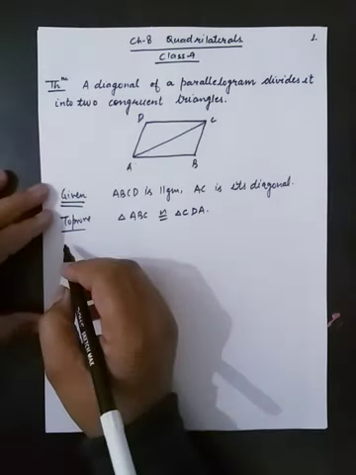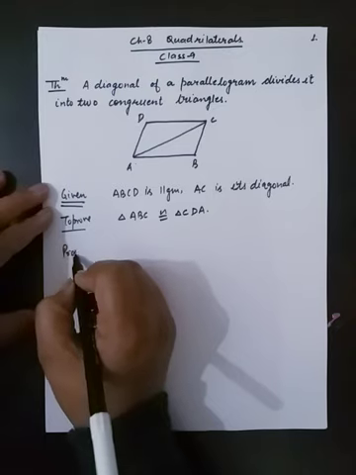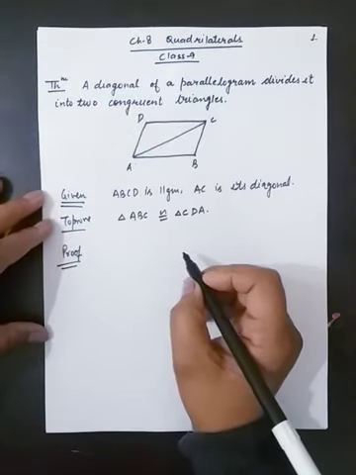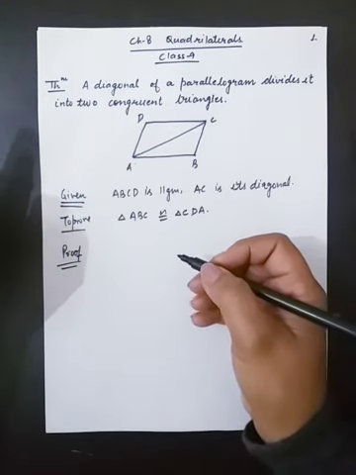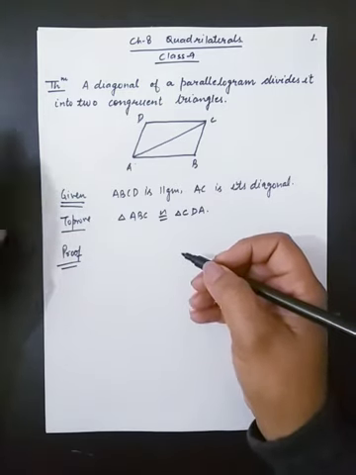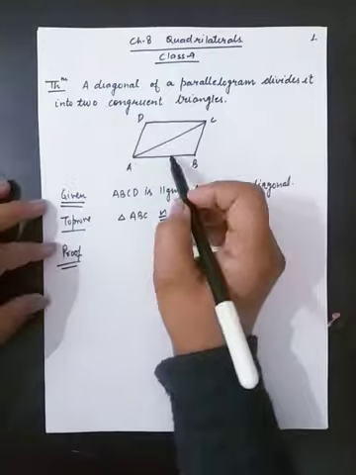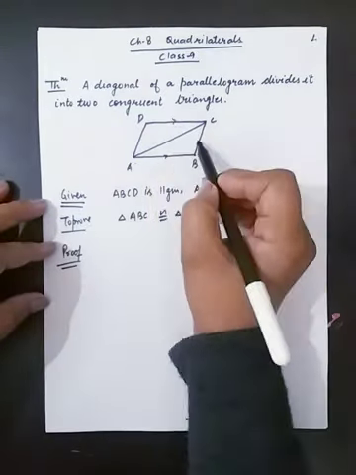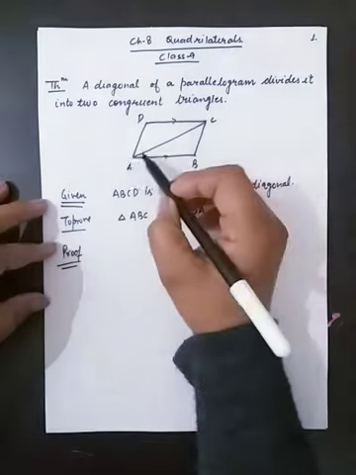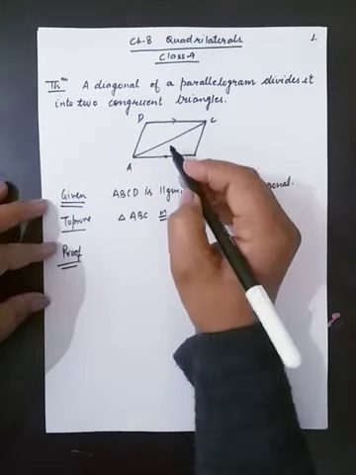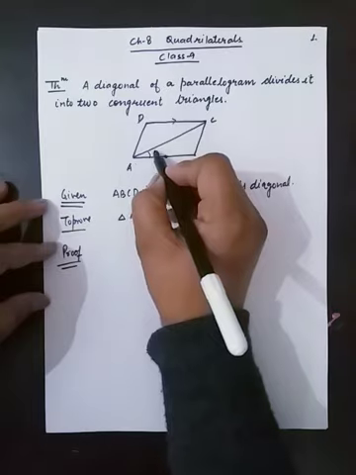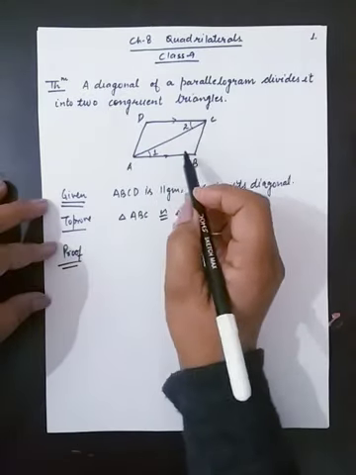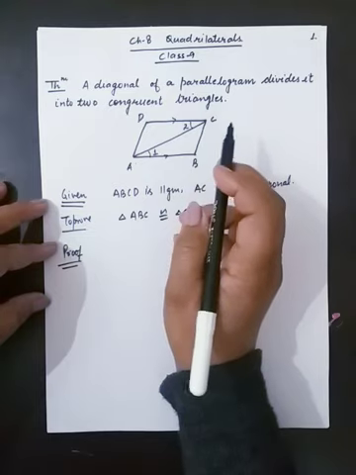So for this we must know the properties of parallelogram and the properties of parallel lines. So by the properties of parallelogram we know that AB is parallel to CD and in this figure AC is the transversal. So we can say that in figure angle 1 is equal to angle 2 because these are alternate interior angles.